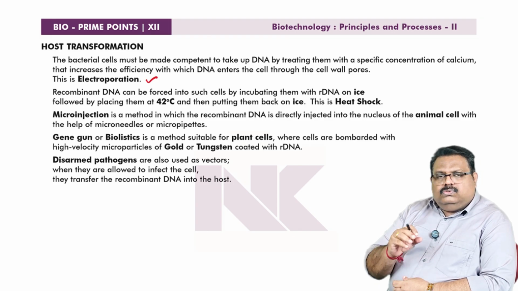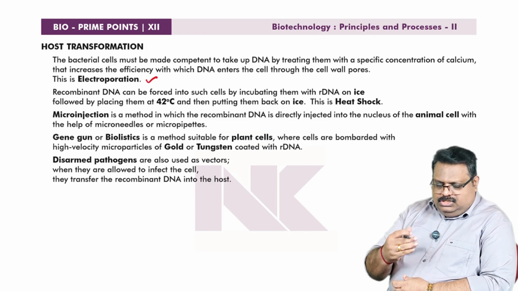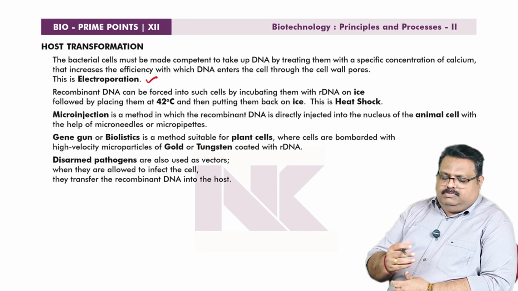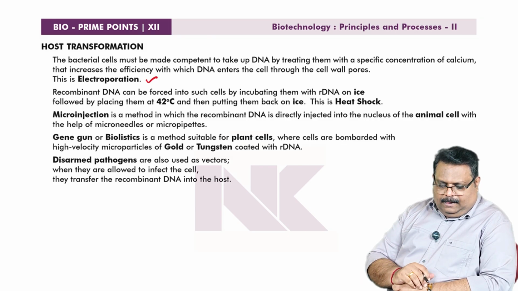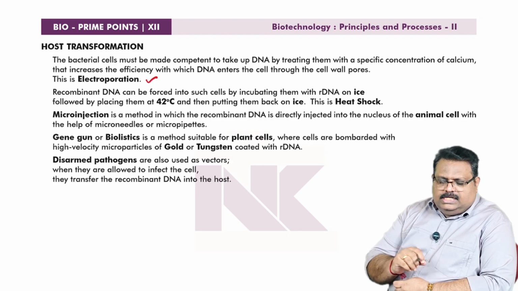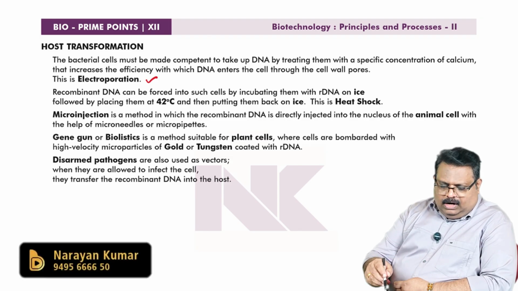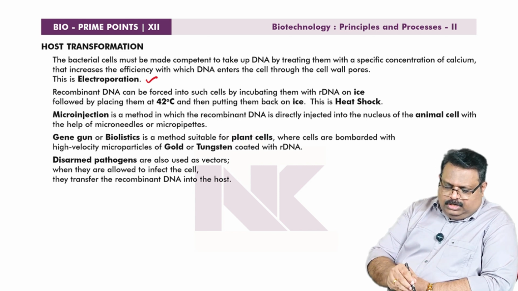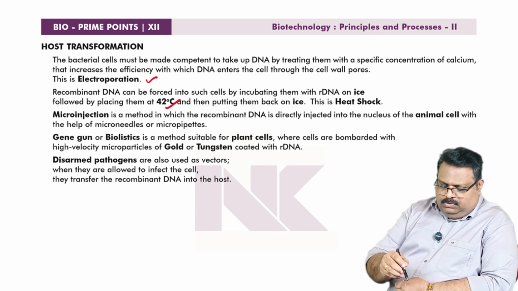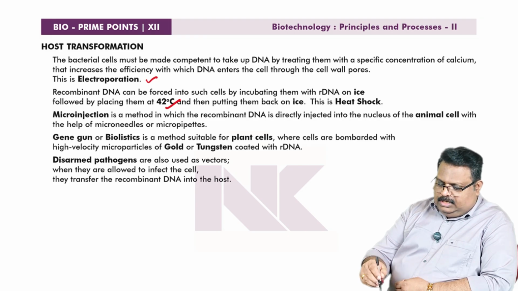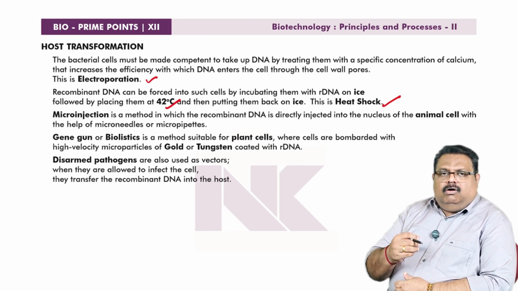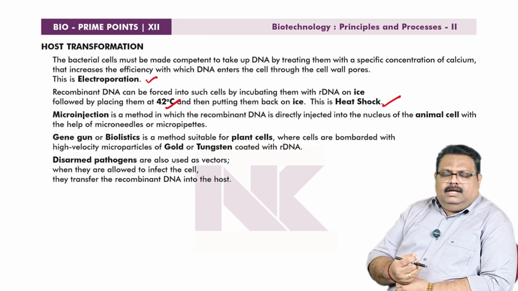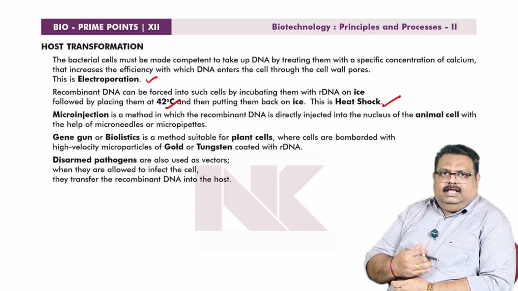So for that, the host cell must be prepared. The host cell must be made competent. That is by a process called electroporation. That means treating the cell in a divalent cation like calcium, the pore size will be increased. Then the recombinant DNA can be forced into such cells by incubating them with the recombinant DNA on ice, followed by placing them at 42 degrees centigrade. At first 0, then 42, then again putting back down on ice. This is what is called heat shock. So by electroporation and heat shock, a host cell can be made competent and ready for absorbing the recombinant DNA.